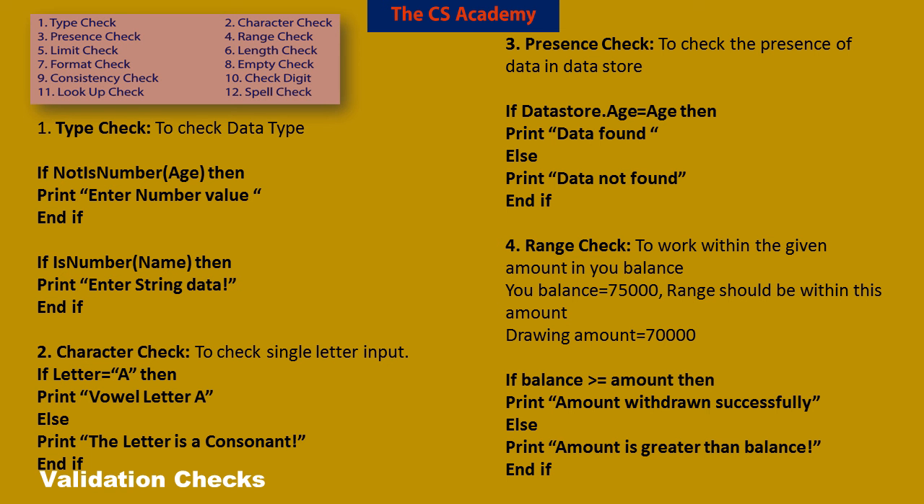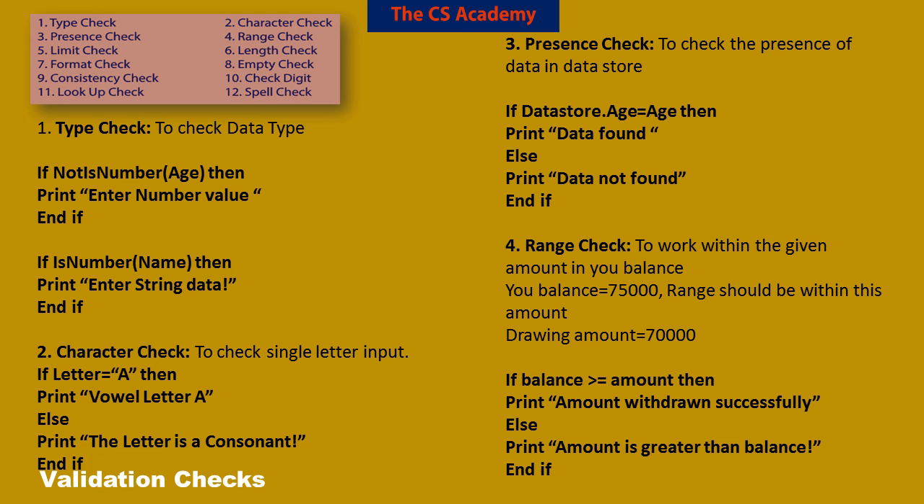So moving on to the third check, that is known as the presence check. In the presence check, as the name implies, you check the presence of data in the data store or data field. If it is not present, then it will return the error message that the data is not found, or if it is found, then it will fetch the data from the data store to display on screen. So you will write the construct this way: if data store dot age, that means you are checking the age in the data store, equals age, that means the input age was in an age variable, then print data found, else print data not found, then end if.